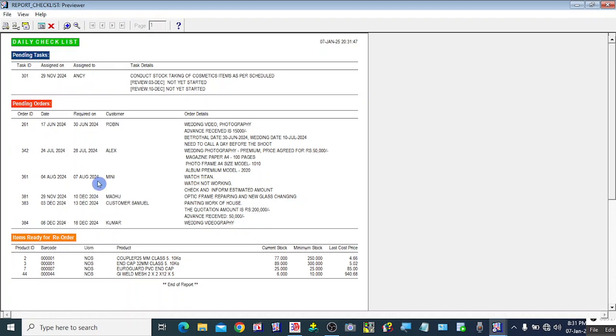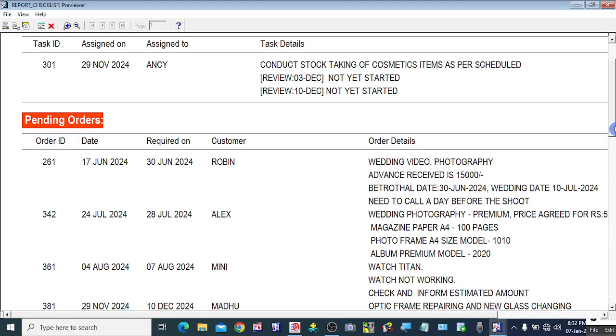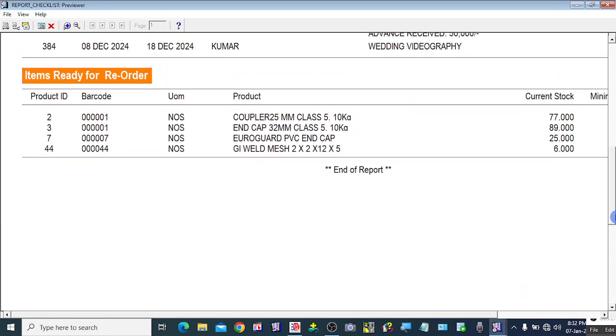Here, in this report, you can see how many pending orders are there at the moment, how many pending tasks are there in the daily task list. At the same time, how many items are ready for reorder level. That information you can see in this daily checklist report.